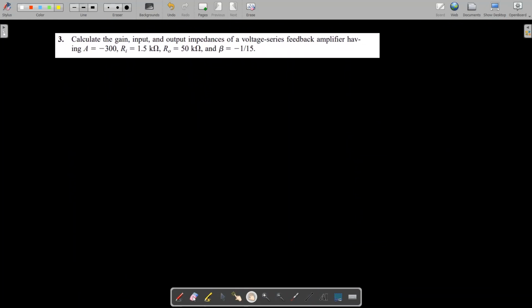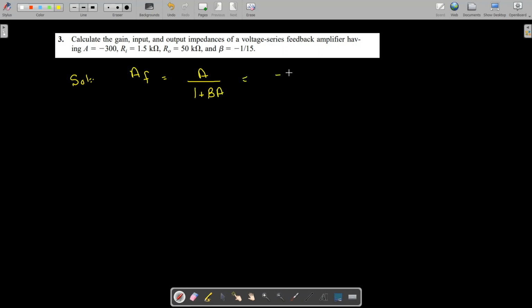In problem number 3, we need to find the gain, the input impedance, and output impedance of a voltage series feedback amplifier having, again, this A denotes the gain without feedback, and input resistance is given, output resistance is also given, and beta is also given. Now we know that gain with feedback, in case of voltage series feedback or in case of any feedback, is equal to AF equals A divided by 1 plus beta A.